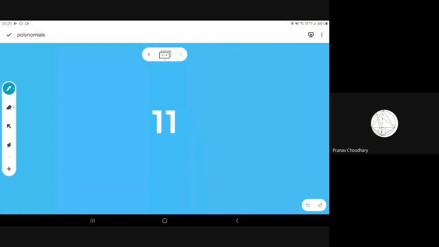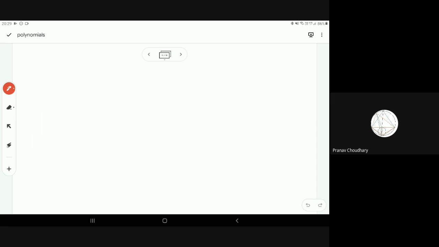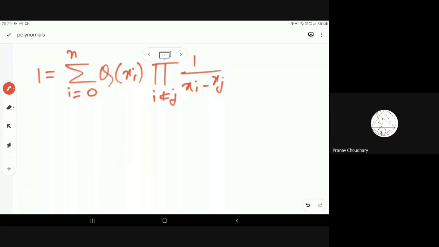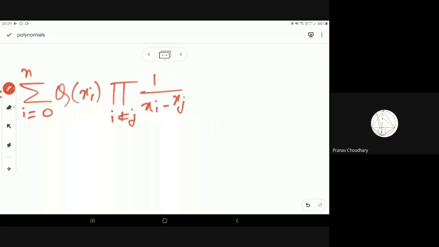So this gives you an identity to work with, or at least something to work with, because there's a lot of freedom in this problem, right? So you write something like 1 equals the summation i equals 0 to n of q(xi) times the product over j not equal to i of 1 over (xi minus xj), right? So now we will use bounds on this thing, and use the bounds kind of cleverly. Note that q(xi) varies, right? It is not fixed. But we will upper bound this.